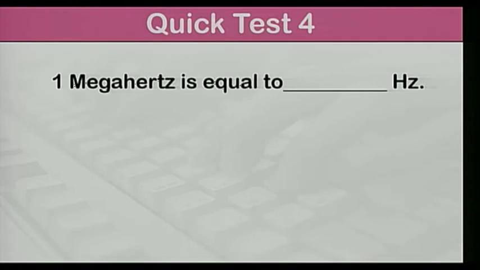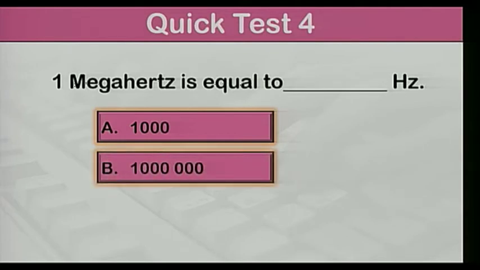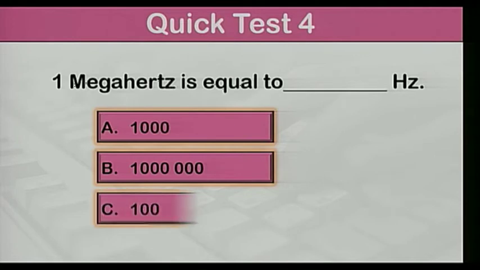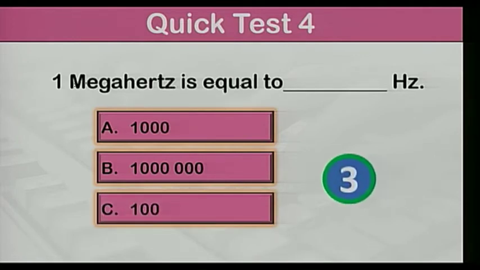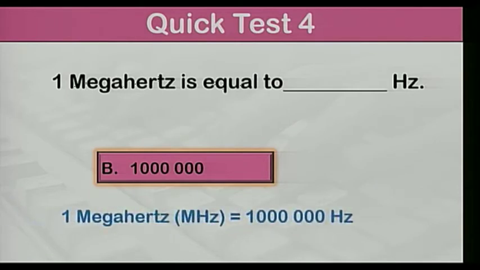Number 4. 1 megahertz is equal to Option A, 1000 Hz, Option B, 1 million Hz, or Option C, 100 Hz. The answer is B. 1 megahertz is equal to 1 million Hz.